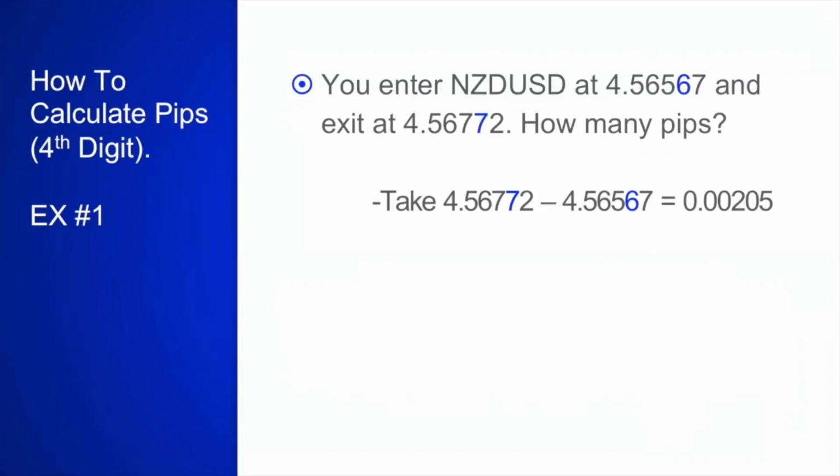Now what you're going to do is you're going to take the 4.56772 and subtract it from 4.56567, and it's going to equal 0.00205.